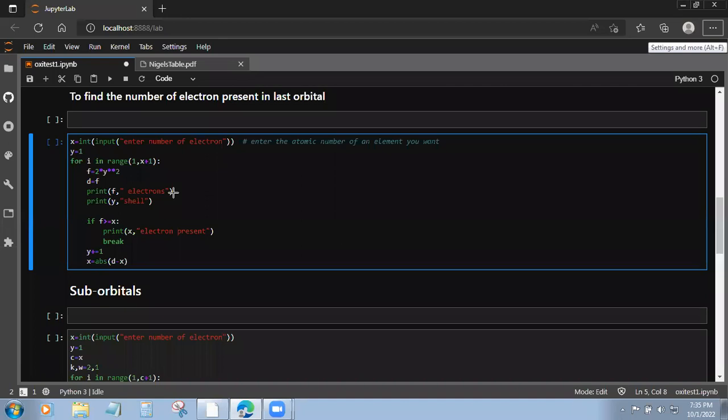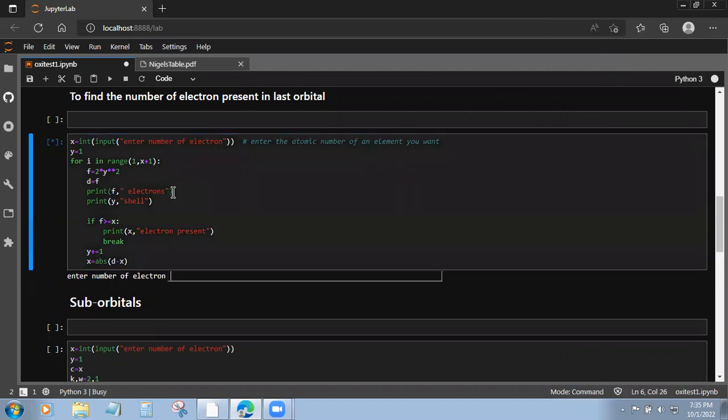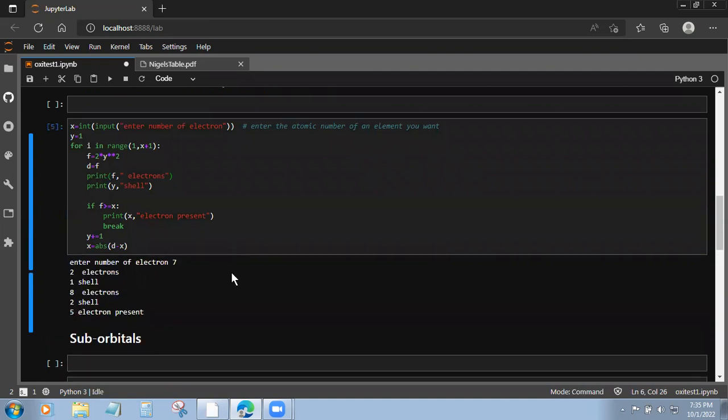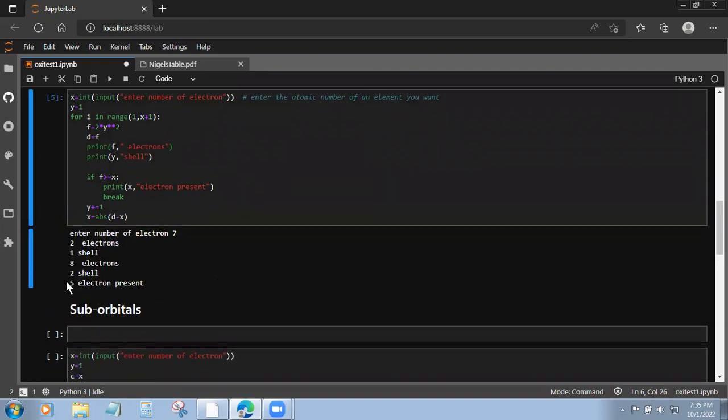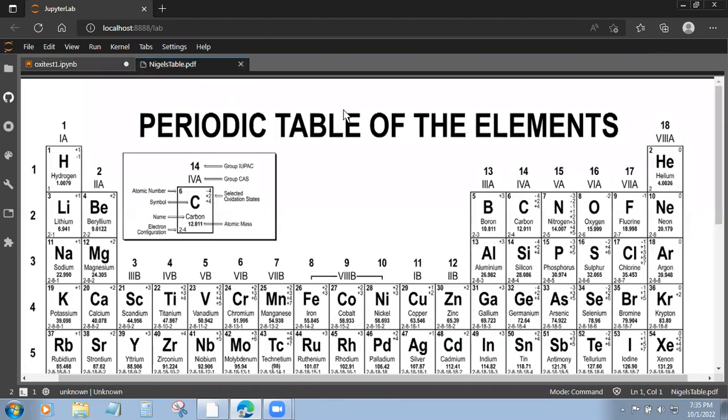Let me find the number of electrons present in the last shell of the same nitrogen atom. So I'm giving 7 again. There are 5 electrons present, which means in the place of 8 electrons, there are only 5 electrons. So these 5 electrons and the remaining 3 electrons are responsible for the oxidation state of nitrogen. So we can see here +5 to -3.